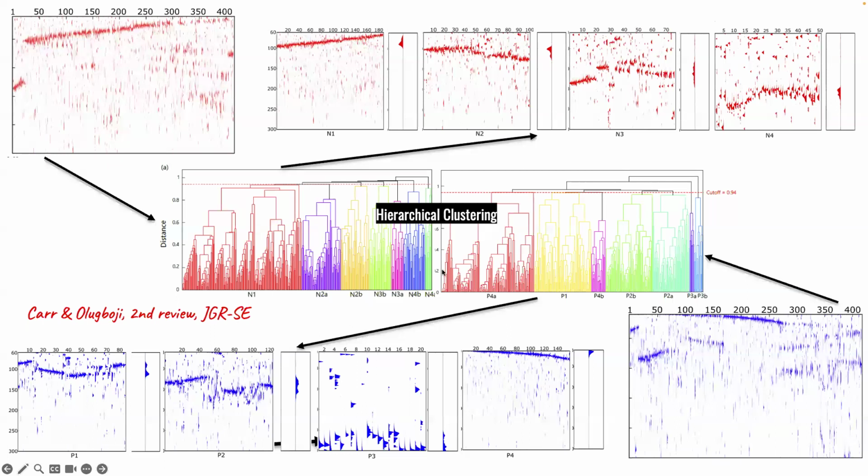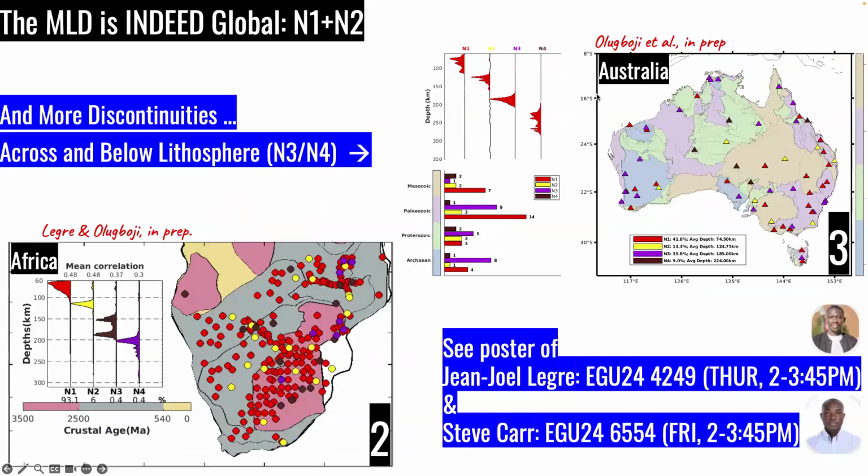The velocity reductions on the top and velocity reductions on the bottom imply that. Further classification using hierarchical clustering further refines depth-dependent and polarity-dependent stratification as shown in the top part and the bottom part of this slide. A similar analysis has been applied to Africa and Australia.